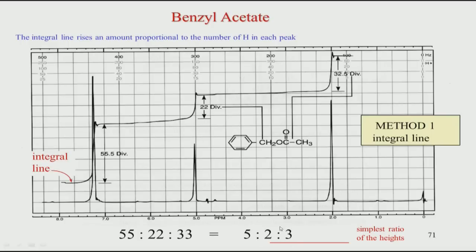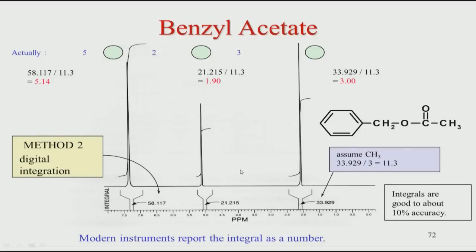So, ratio is very important to know, because from the ratio we come to know how many hydrogens are there in this particular peak, without which it is very difficult to analyze the structure, which we will use in the later slides. So, the J coupling, chemical shifts and this area are very important. This is again shown in this particular slide. This is for benzyl acetate, the same molecule, where we get the height in the ratio of 5:2:3 because of the different types of protons.